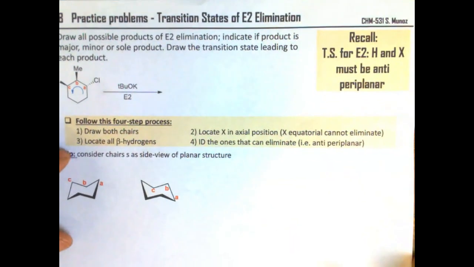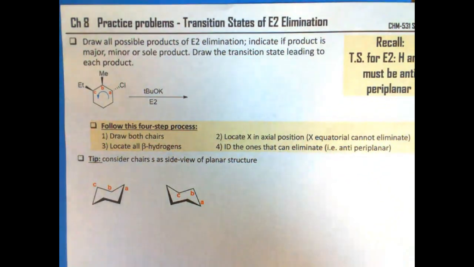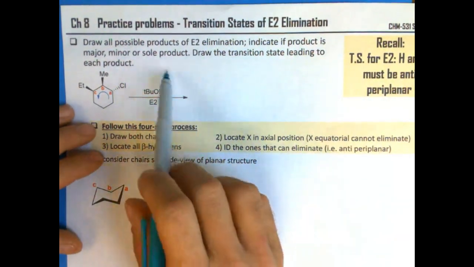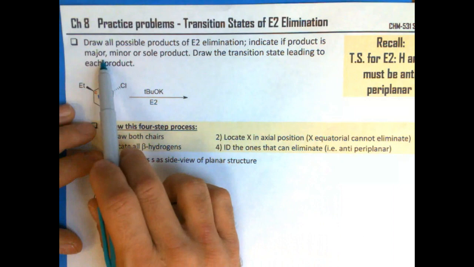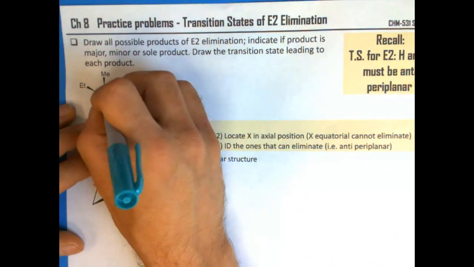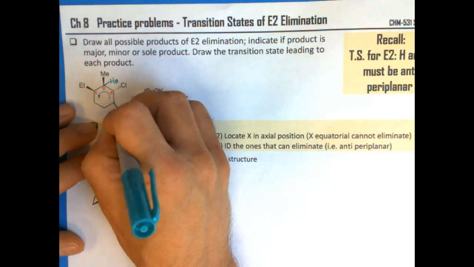Okay, so finally, or almost finally, this is a very important thing to practice. And this is what I left in the last pages of the lecture notes. What I would like you to do is to draw all the possible products for an E2 elimination and indicate whether it's major, minor, or the sole product. First of all, let's see how many beta hydrogens we have. We have one here, and we have two here.